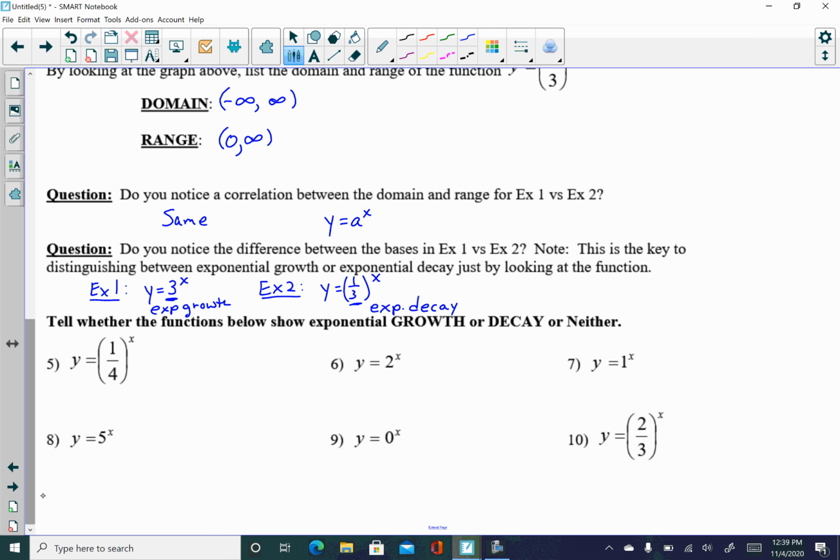So then I would ask you now to look at examples 5 through 10 and check yourself with the solution key to determine if these examples below here would be exponential growth or decay, and you wouldn't even have to graph it because now you know what constitutes from the given function whether you would have growth or decay, okay, whether it's a whole number or whether it's a fraction.